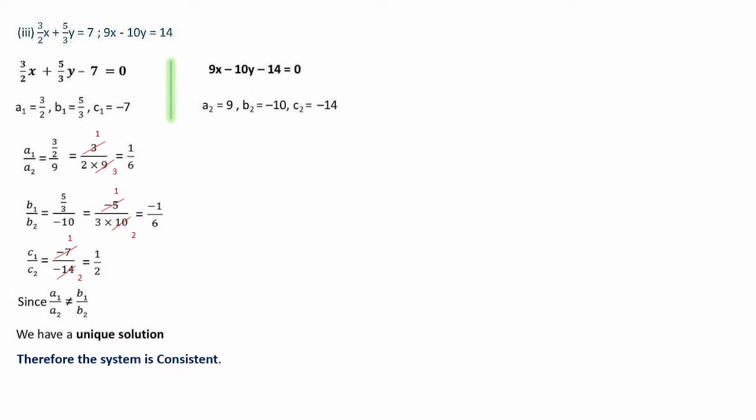And here please note this calculation, 3 by 2 divided by 9. For 3 by 2, just multiply this 2 with 9. Numerator, denominator, multiply with the normal denominator, that is, 2 we have to multiply with 9. Here also 3 we have to multiply with 10. So please note this calculation.